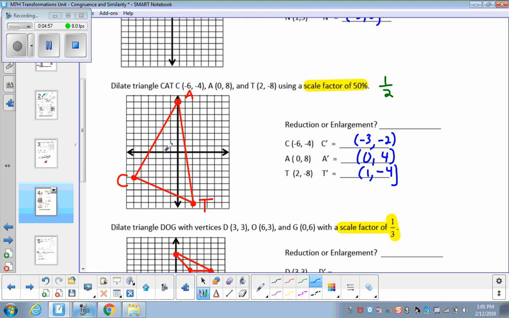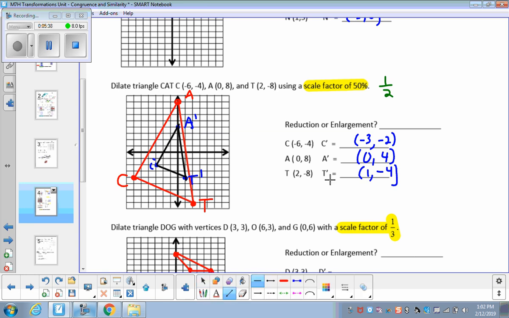So we have -3, -2. That's going to be C prime. Then we have 0, 4. 1, 2, 3, 4. It's going to be A prime. And we're going to move over 1, down 4, and that's T prime. And now we can see here when we connect, and I'm actually going to undo that and get a straight line tool and connect using that. So from C to T, here's C to A. Boom, there we go. And we can see that that original triangle was shrunk down.